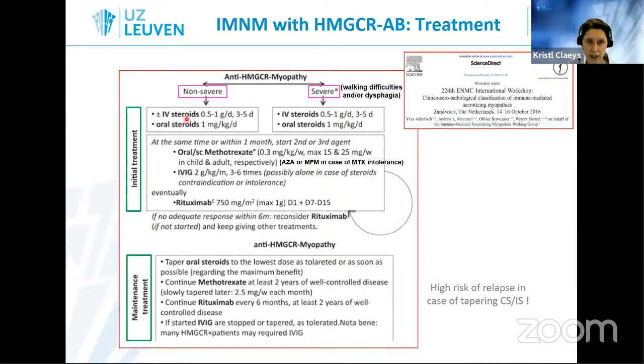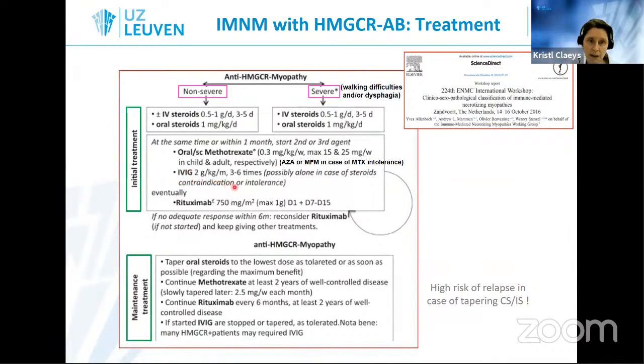And so the first step is steroids. Intravenously, especially in severe cases, and perhaps also in non-severe cases, but especially the oral steroids, 1 milligram per kilogram per day. And at the same time, or within 1 month, you start a second agent, being preferentially methotrexate, which could be given orally or subcutaneously. And if there is an intolerance for methotrexate, you could start azathioprine or MMF.